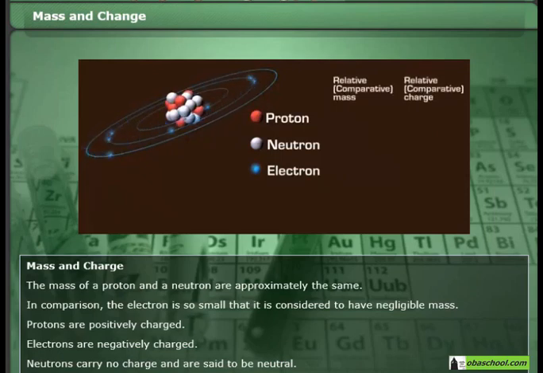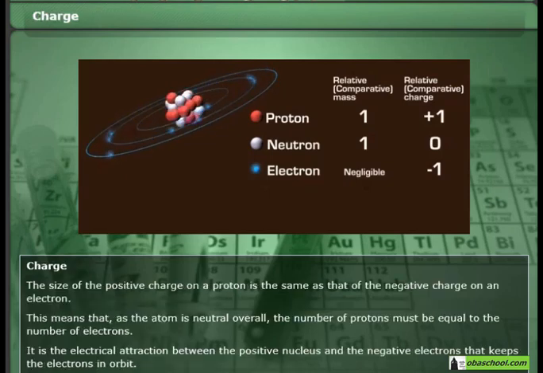Mass and charge. The mass of a proton and a neutron are approximately the same. In comparison, the electron is so small that it is considered to have negligible mass. Protons are positively charged. Electrons are negatively charged. Neutrons carry no charge and are said to be neutral.